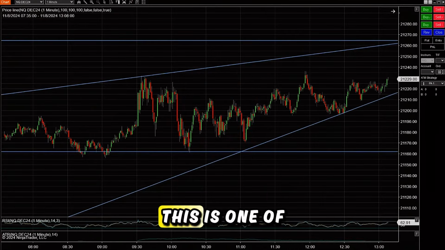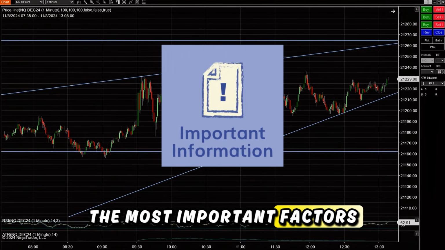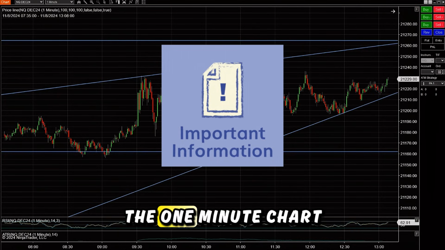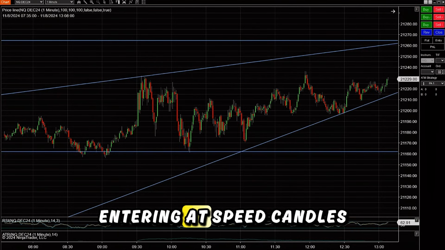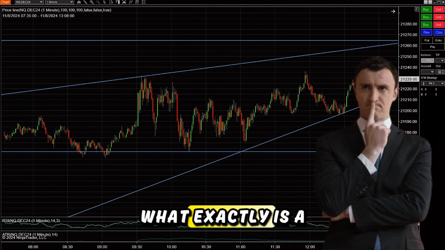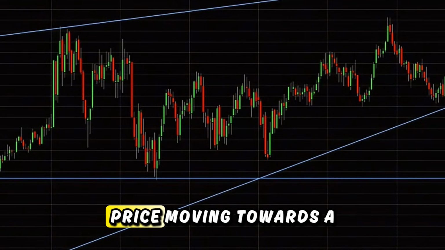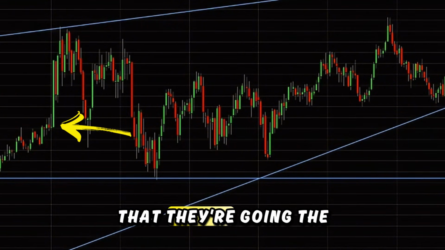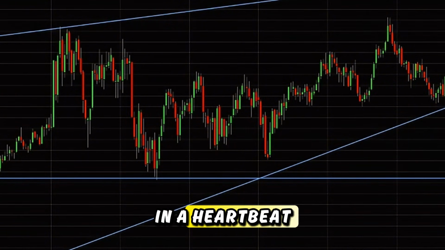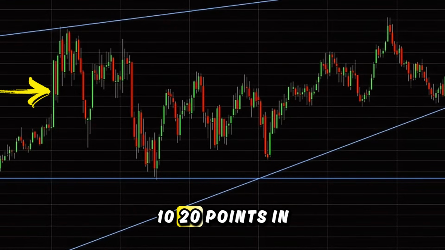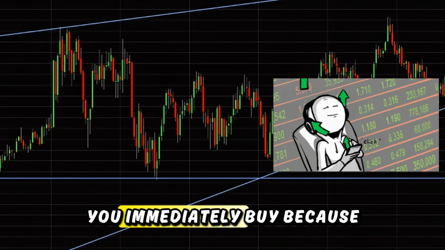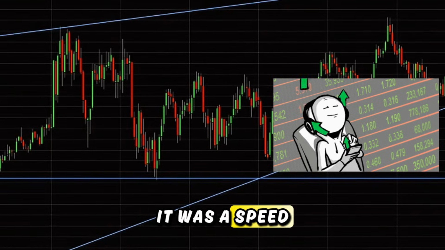Number 1, this is one of the most important factors for liquidity sweeps on the 1-minute chart. Entering at speed candles. What exactly is a speed candle? A speed candle is when you see price moving towards a level that they're going to sweep, and they do it in a heartbeat. And it's down 10-20 points. In that instance, you immediately buy because it was a speed candle.